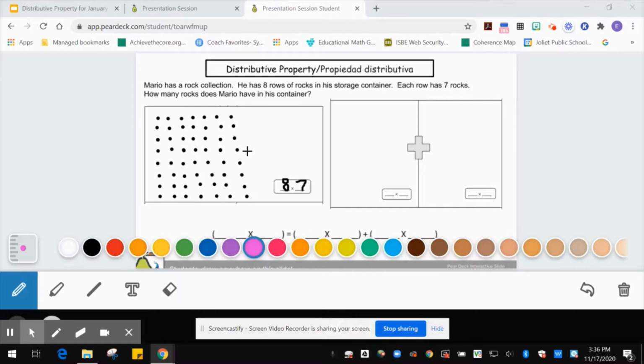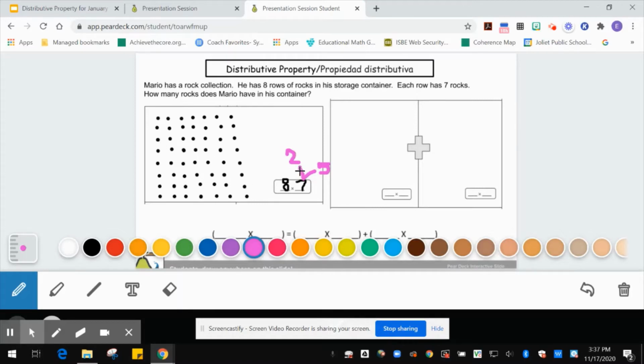Now, when the students are solving these types of equations, 8 times 7 might be rather difficult for some third graders to answer. However, by using the distributive property, the students can decompose the array to build equations that they have fully mastered. Therefore, I'm going to take this 7 and decompose it into 2 and 5 because I know that 2 plus 5 equals 7. However, students may choose to decompose this in a different way, and that's okay.